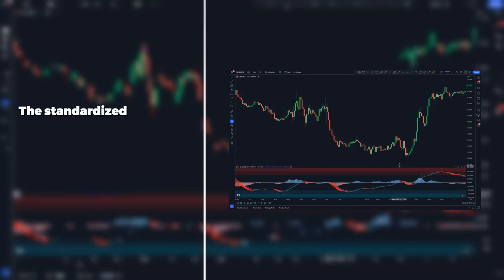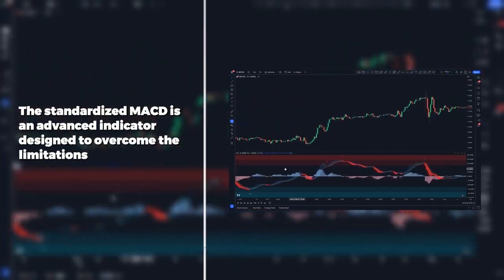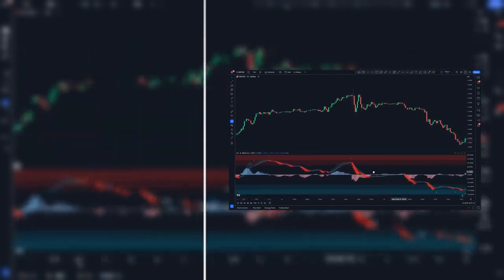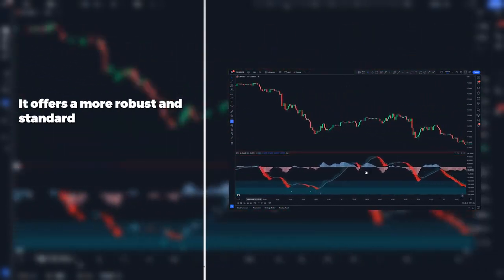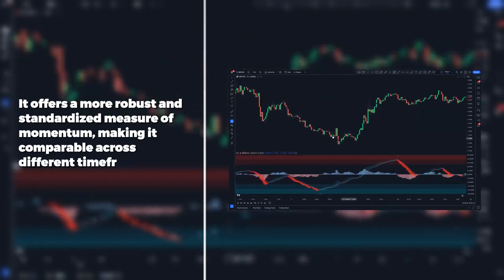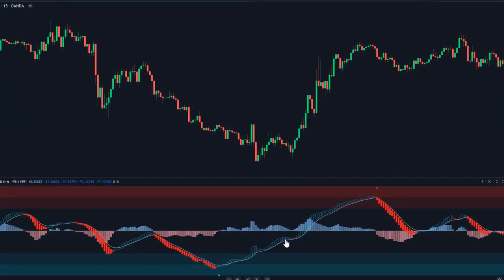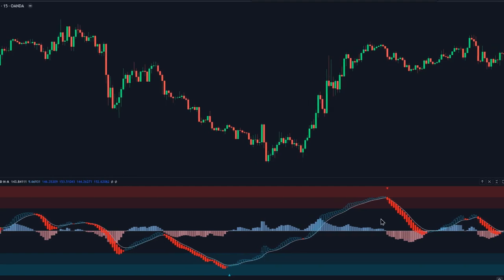The standardized MACD is an advanced indicator designed to overcome the limitations of the traditional MACD indicator. It offers a more robust and standardized measure of market momentum, making it comparable across different timeframes and trading securities. By incorporating the Heikin-Ashi candles, the standardized MACD provides a smoother visualization of trends and potential market reversals, enhancing its usability for traders. Now let's go over its key features and functionalities.